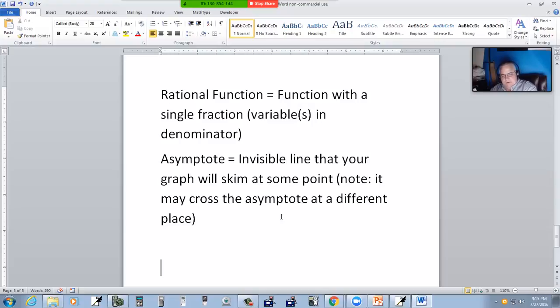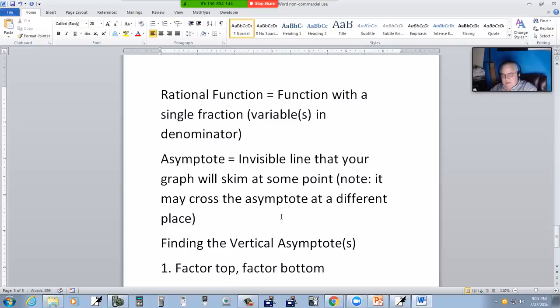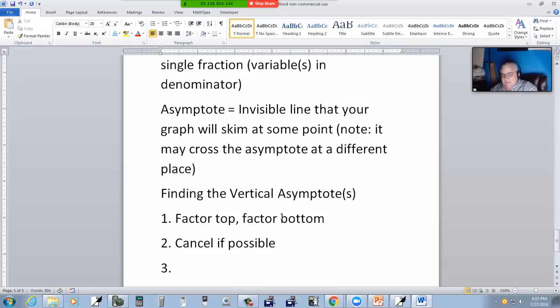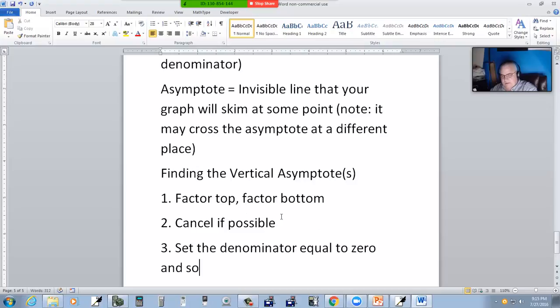Well, our vertical asymptote. So finding the vertical asymptote, I'll put an S on there. Step 1, we want to factor the top, numerator, and factor the bottom, the denominator. Step 2, cancel if possible. And step 3, set the denominator equal to 0 and solve. So set our bottom equal to 0 and solve.